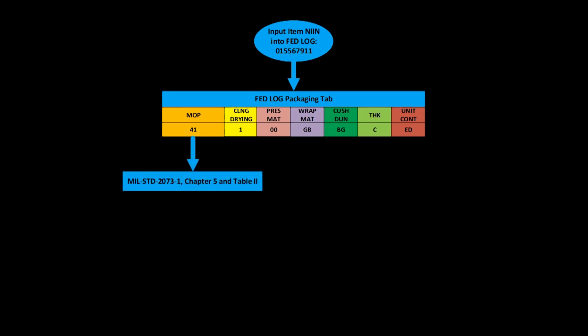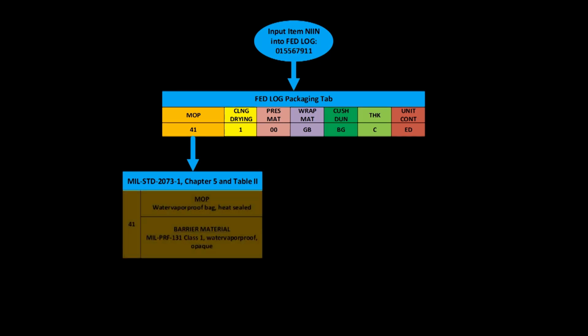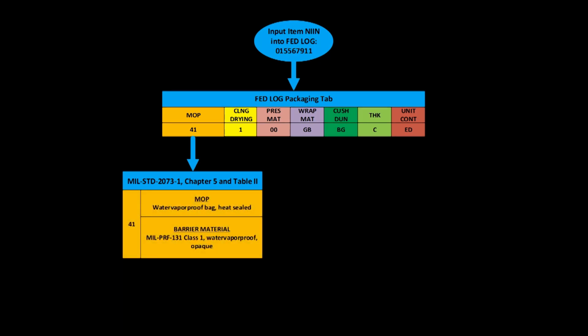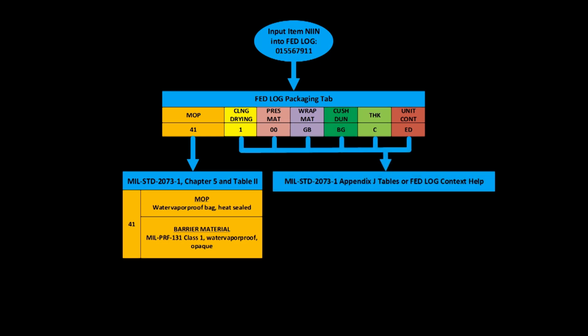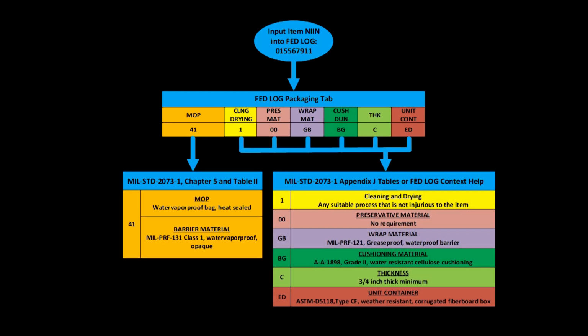We begin by entering a NIN into FedLog. The FedLog Packaging tab is used to look up the item's packaging code. We then use MIL Standard 2073-1 to decipher that code. For the MOP, we refer to Chapter 5 and Table 2 of MIL Standard 2073-1. Here, we will determine the type of environmental protection required and the barrier materials that will satisfy that requirement. Then, the Appendix J tables are used to obtain the materials and processes for the remaining elements of the packaging code.